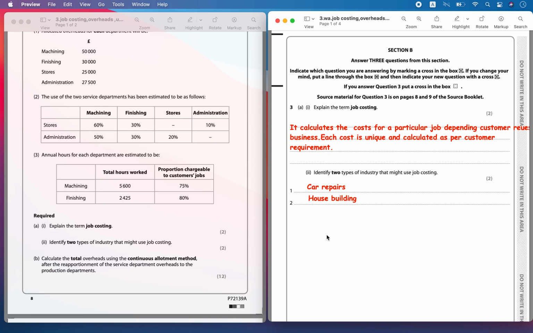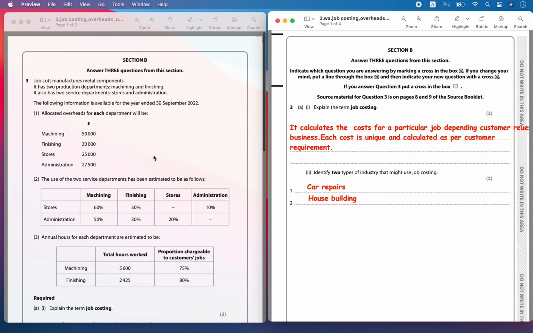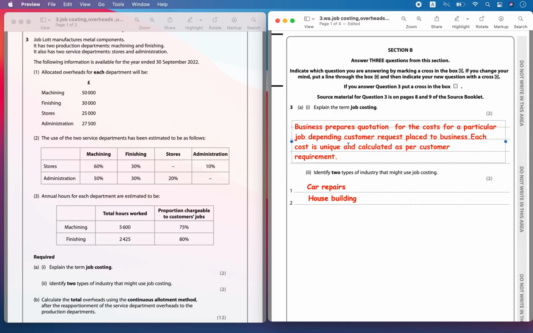Hello, today we are going to solve October 2022 paper question number 3. Job lot manufactures metal components. It has two production departments, machining and finishing. It also has two service departments, stores and administration. Based on the hours, what is the product amount they need? Based on that, you are going to prepare a quotation.